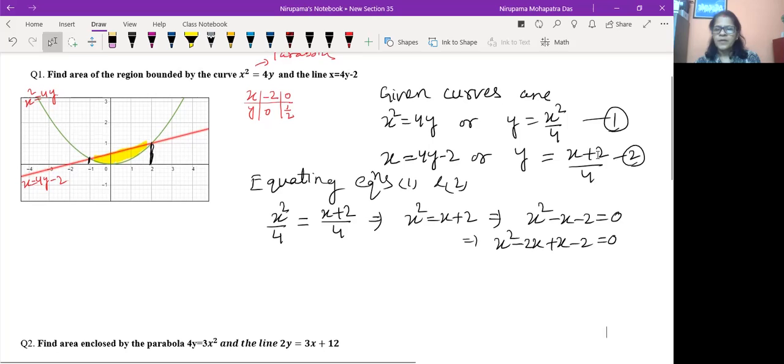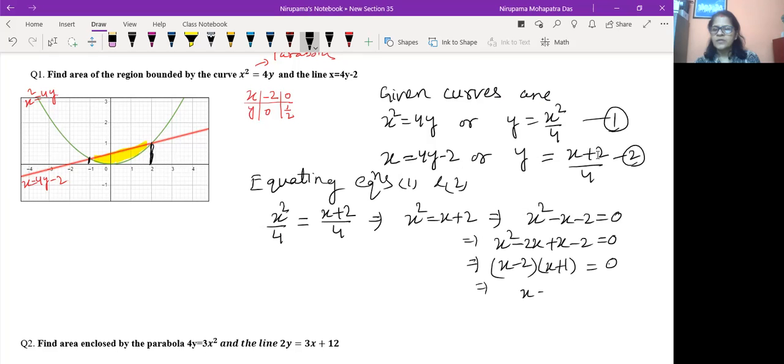Okay, so next step is, here you can say (x minus 2)(x plus 1) equal to 0. It means we are getting x equal to 2, x equal to minus 1. So here you can clearly see in the figure also. One point is x equal to minus 1, and here you have x equal to 2.